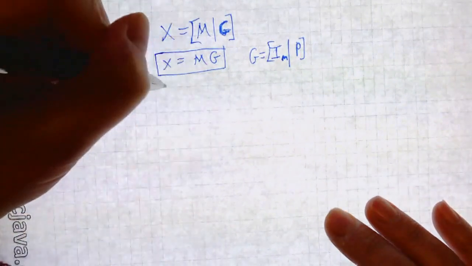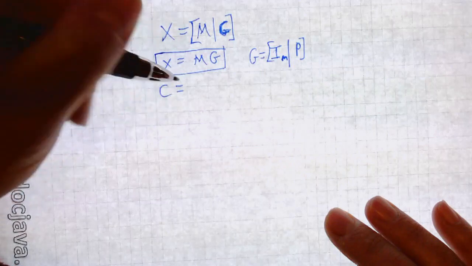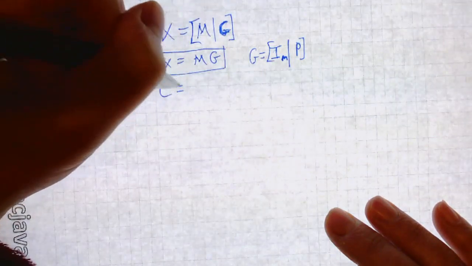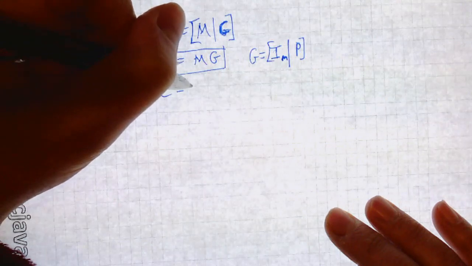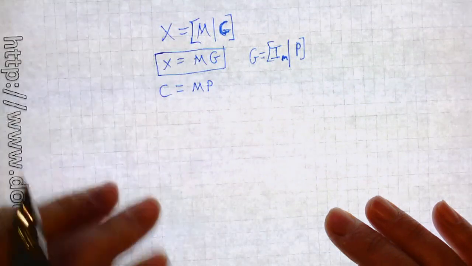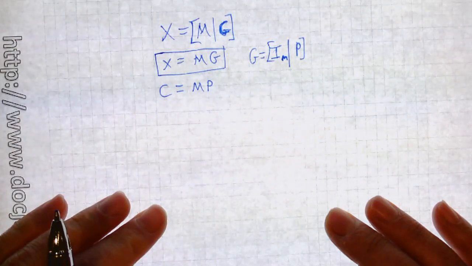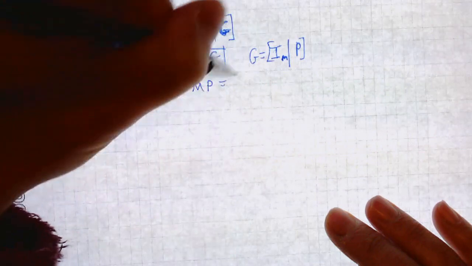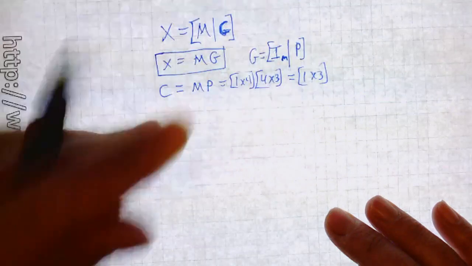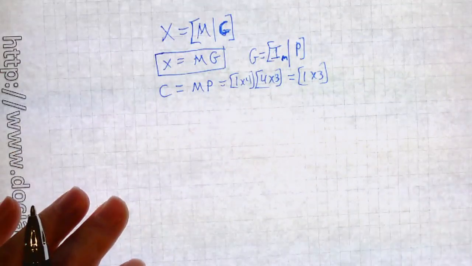I'll obtain my check vector, C, because I need both the code word and I would like a check vector. So I get my check vector by taking m and multiplying it by the parity matrix. And so that's going to be a 1 by 4 times a 4 by 3, and that's going to equal a 1 by 3 using basic matrix multiplication.